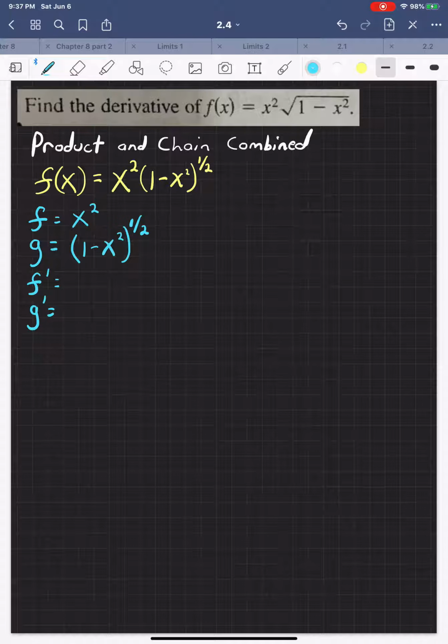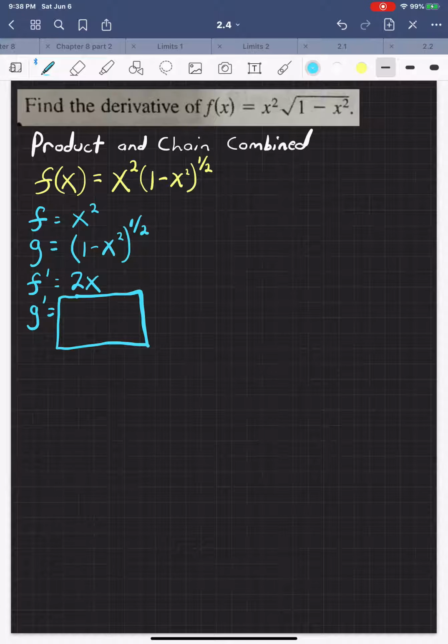Now, when I take the derivative of f, I get 2x. But it's right here that you should notice that you're going to need a chain rule. In order to take the derivative of g, I'm going to need a chain. I'll come back to that product rule, but I need to figure out what g prime is. So I'm going to come off to the side.